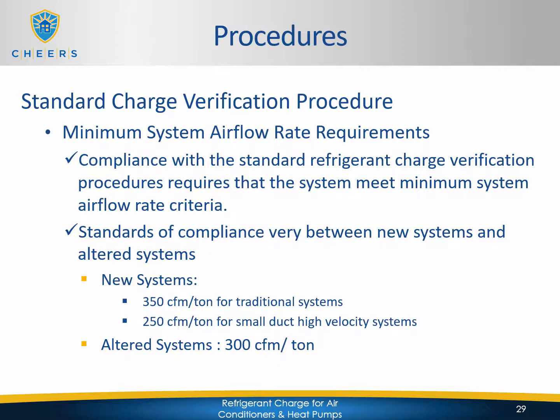So for your traditional duct systems, it's going to be 350 CFM per ton. If you have a small duct high velocity system, it's going to be 250 CFM per ton. And then for altered systems, it's 300 CFM per ton. Now again, I mentioned on the performance side, if you're modeling performance, you can change this value from the 350 or 250. So you will need to be sure you review the CF1R to see what CFM per ton value was modeled so that you are comparing to the right value.